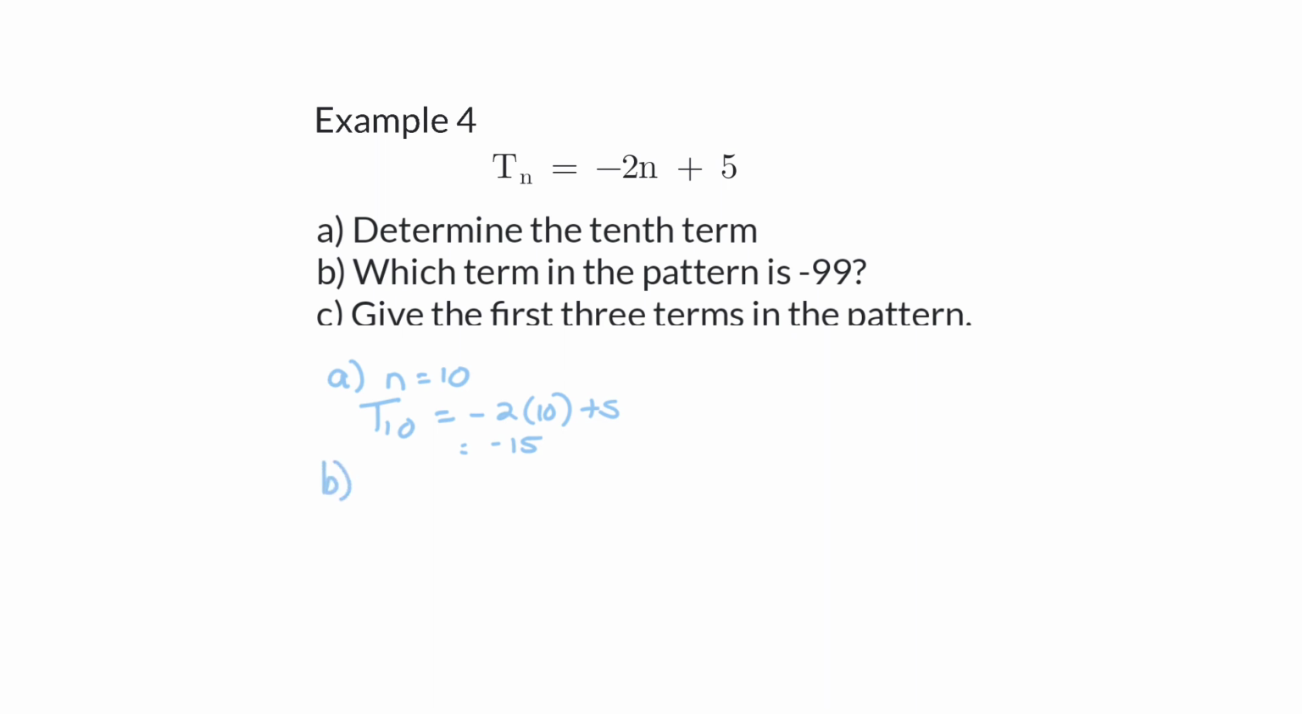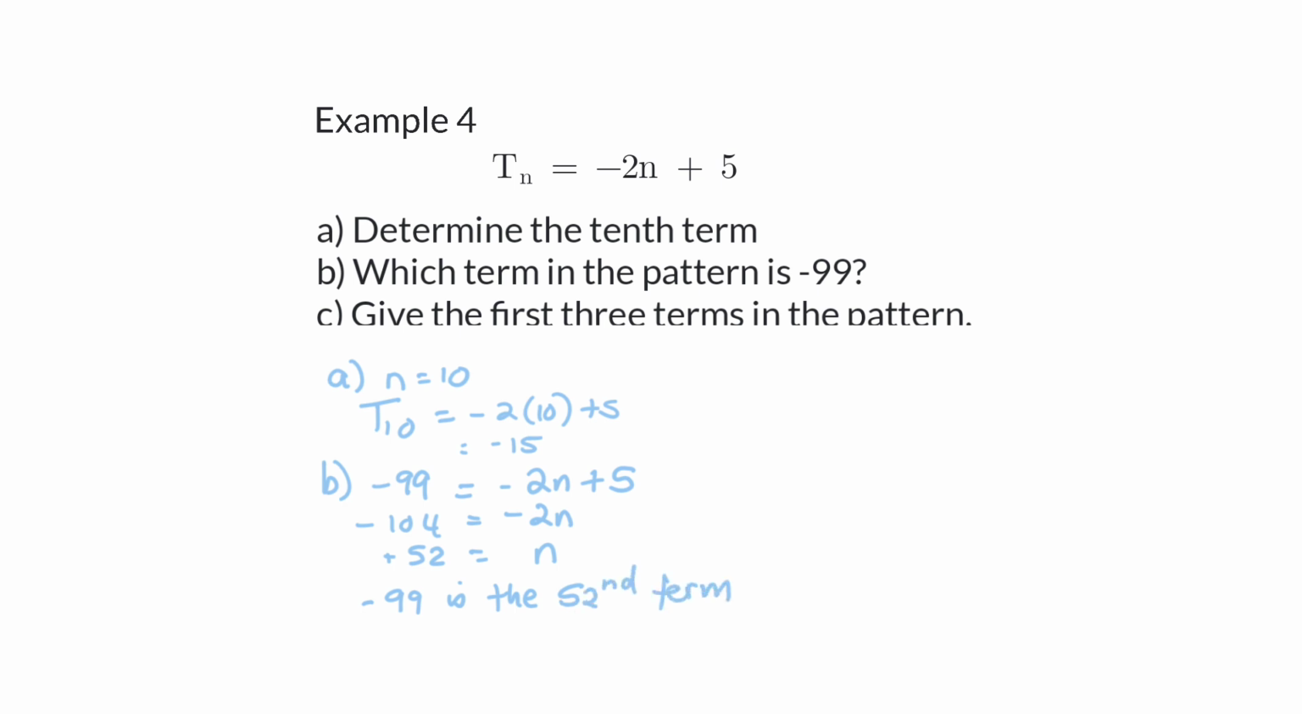The second one, they give you the term minus 99. So that's Tn. So we're going to make that minus 99. And then we're going to use the rest of the formula and work out n. So if we subtract 5 there, we get 104. And then if you divide by 2, you get 52, negative 52. So negative 99, positive 52, is the 52nd term.